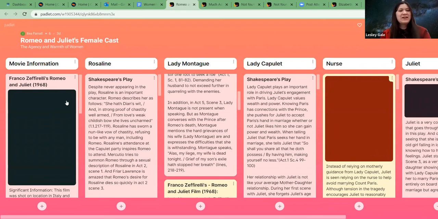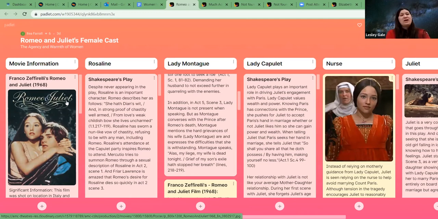All right. Hi, everyone. Our Padlet is on Romeo and Juliet's female cast. We looked at Shakespeare's plays and the ways that the women were portrayed in them, and we compared it to two different films.